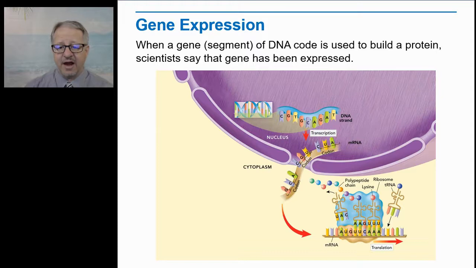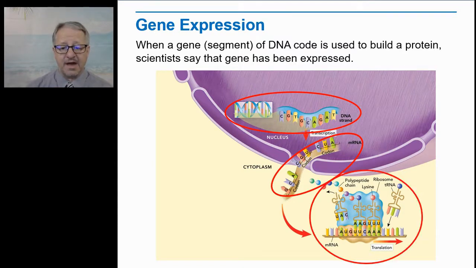Now, in this diagram you can see the relationship of it to the central dogma of molecular biology. So we start with the transcription of DNA into mRNA. And then we see the mRNA being translated into a polypeptide chain.